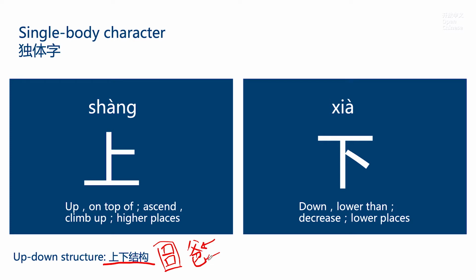The lower part, ba, gives the sound or pronunciation to this character. So ba is pronounced ba and means father. Okay, so 上下结构, within this up and down structure, we have these two characters, 上 and 下. 上 meaning up or on top of or ascend or climb up or higher places.